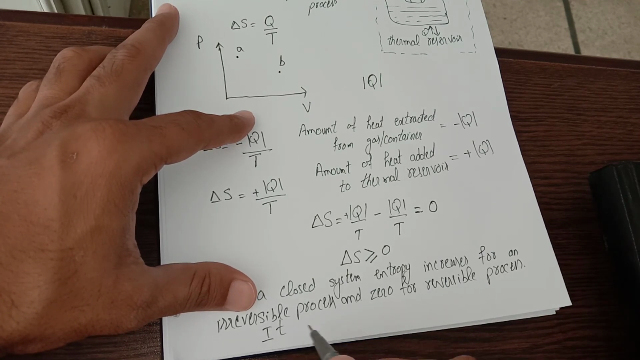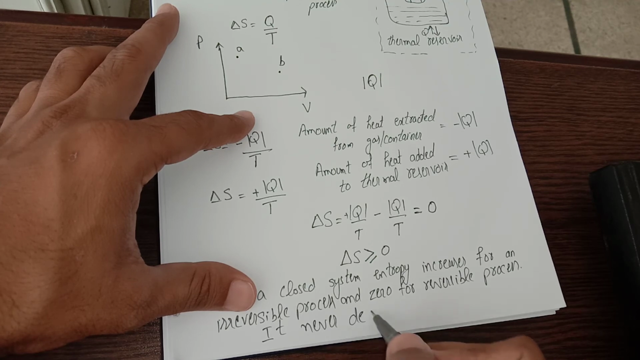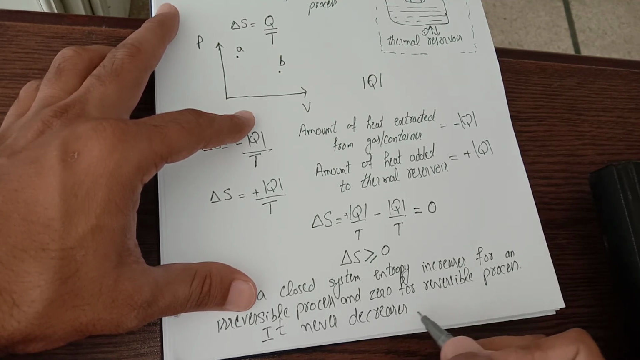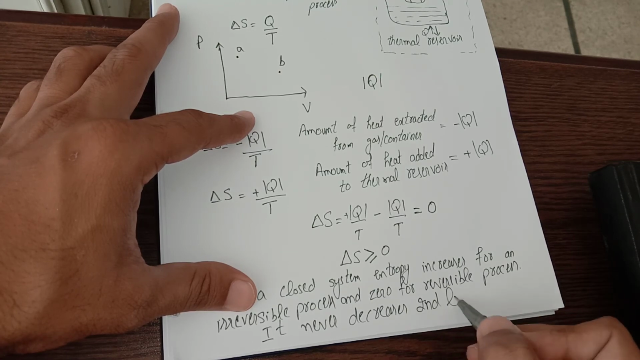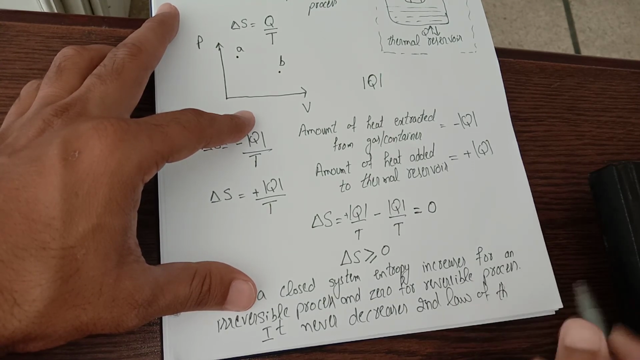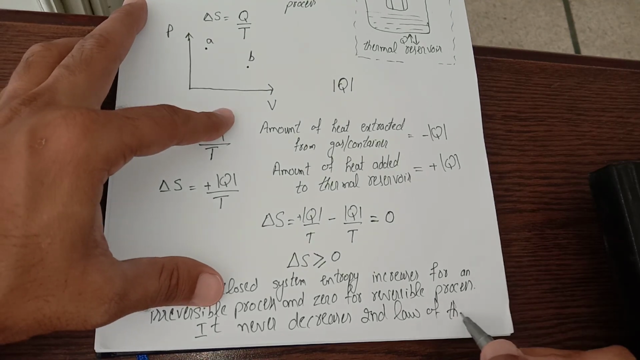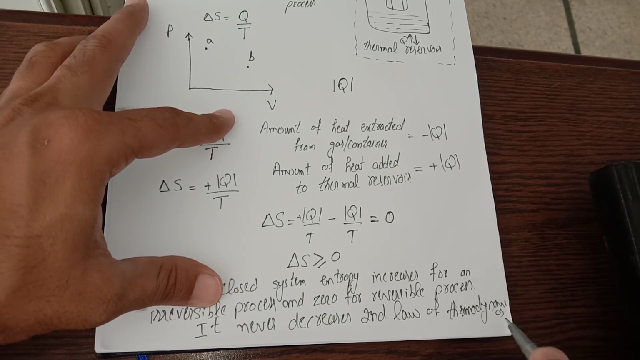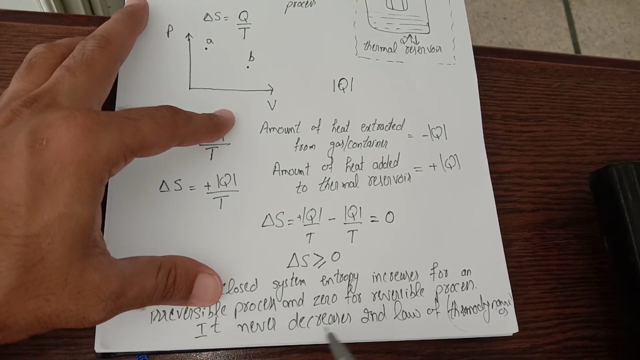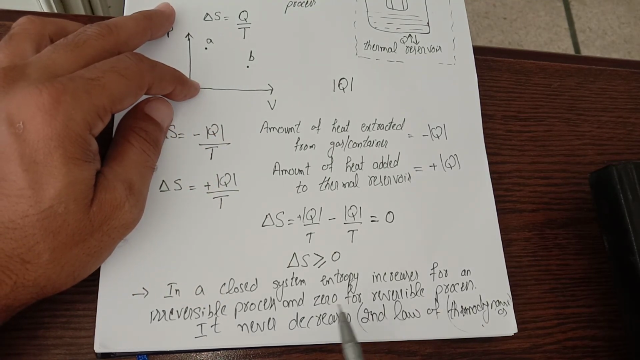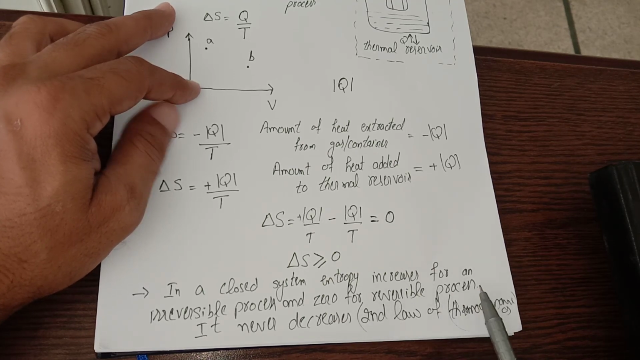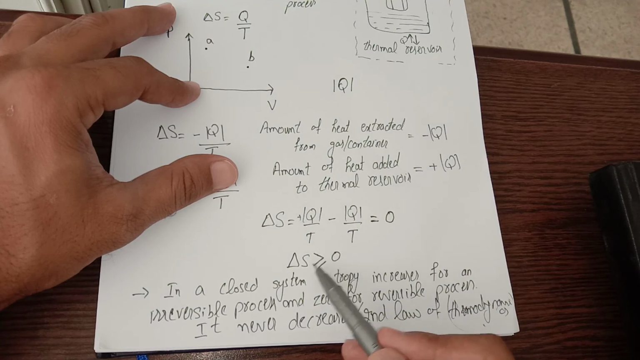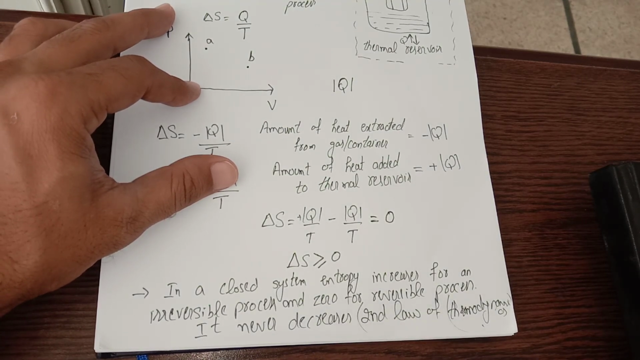It never decreases. This is our second law of thermodynamics, that in a closed system, the change in entropy increases for an irreversible process. It increases for an irreversible process, and is zero for a reversible process. It never decreases.